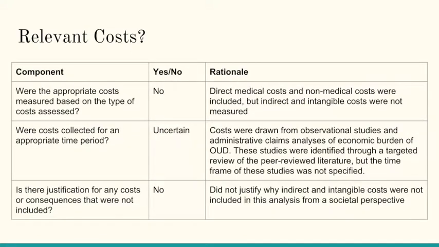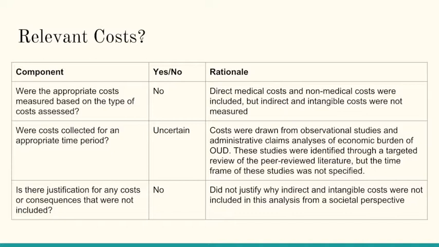We will now look at appropriateness of the cost measured. The appropriate costs were not measured based on the type of cost assessed because only direct medical costs and non-medical costs were included. However, indirect and intangible costs should also be measured because this analysis is from a societal perspective.